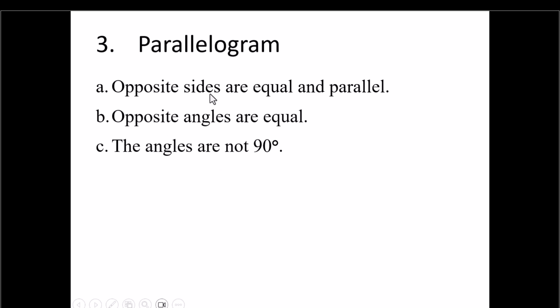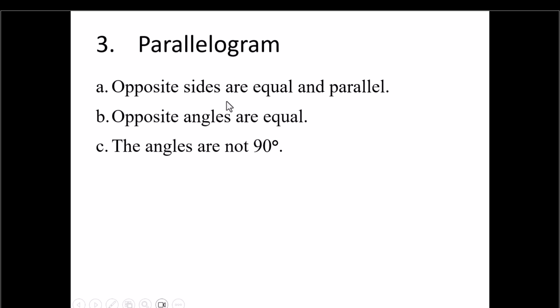So a parallelogram has opposite sides that are equal and parallel. The opposite angles are equal. Then the angles are not 90. So the angles in the parallelogram are not 90 degrees. They are not like rectangle and square that are all 90. And you will see why it's like that.